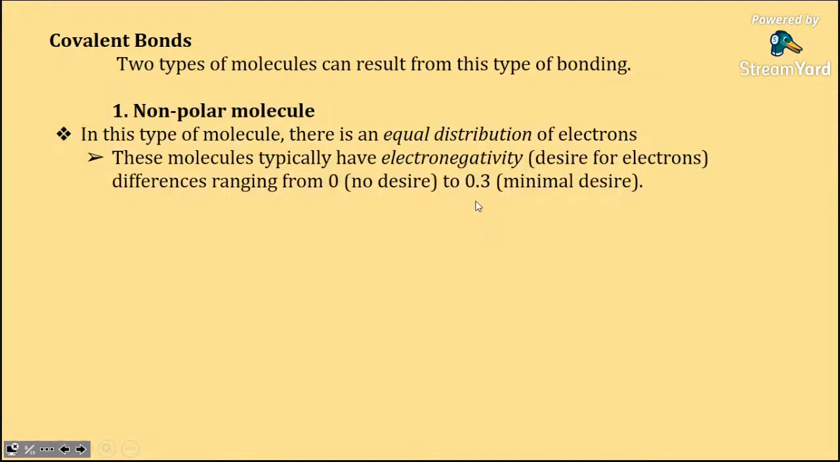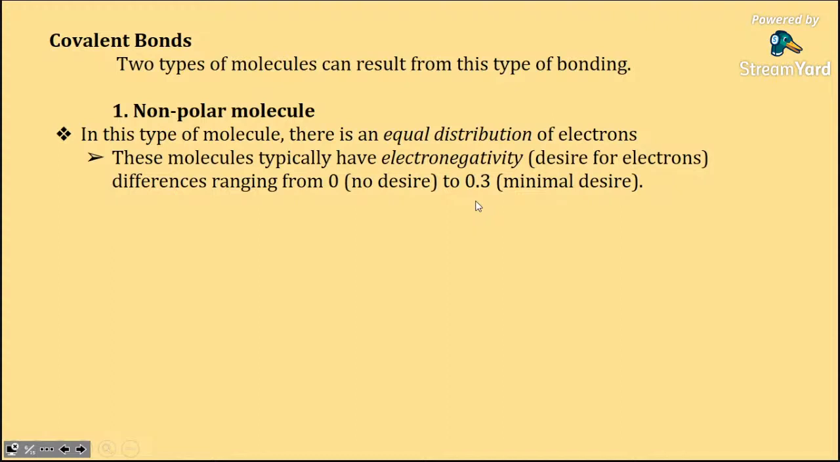The first of these is what's referred to as a non-polar molecule. And in this type of molecule, I have an equal sharing or an equal distribution of electrons. In order to have an equal distribution of electrons, we typically have an electronegativity difference that ranges from 0, which means there's no desire for one atom to have a stronger pull on the electrons than the other atom, to a minimal desire of 0.3.